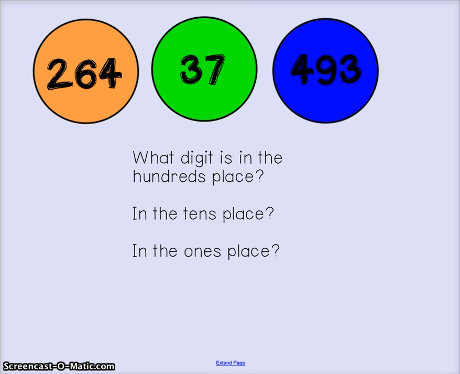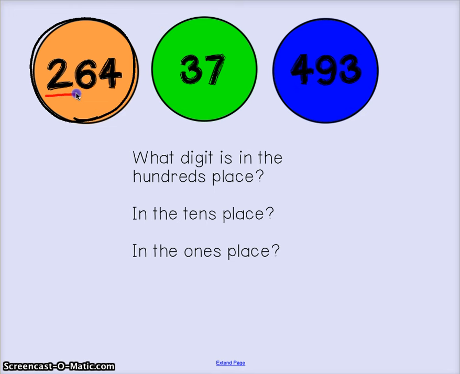All right, friends, our next one is a little game. We're wanting to know what digit is in the hundreds place. So let's start with our first number. Which digit is in the hundreds place? What do you think? So take a moment to think. The digit in the hundreds place is 2.